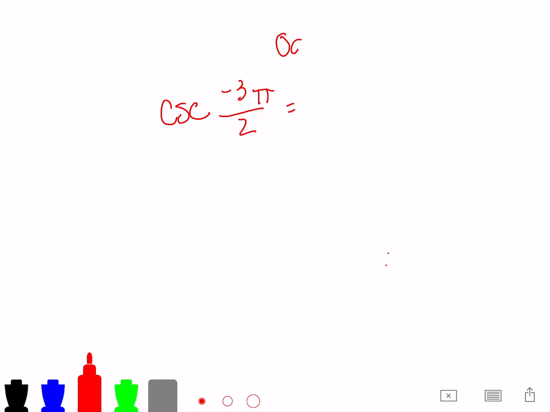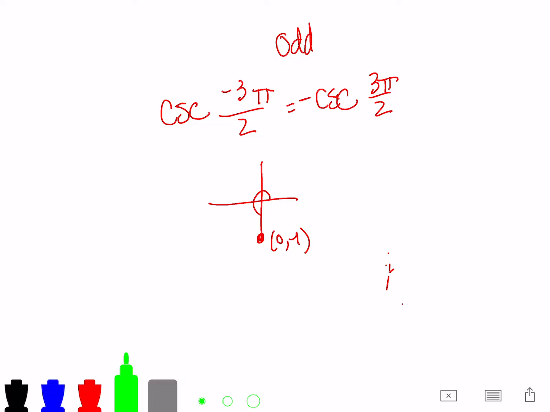This is an odd function, so this is the same as the cosecant of 3 pi halves, but the opposite sign. So, because it's odd, it's the opposite of the cosecant of 3 pi halves. If we take the cosecant of 3 pi halves, 3 pi halves is 1 1/2. This is 0, -1. So we take the opposite.